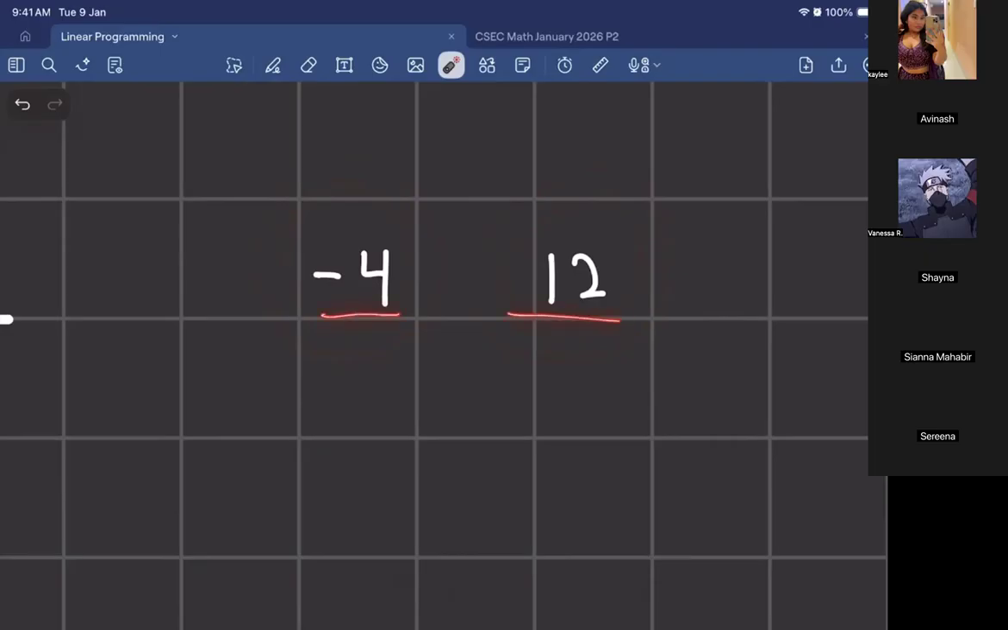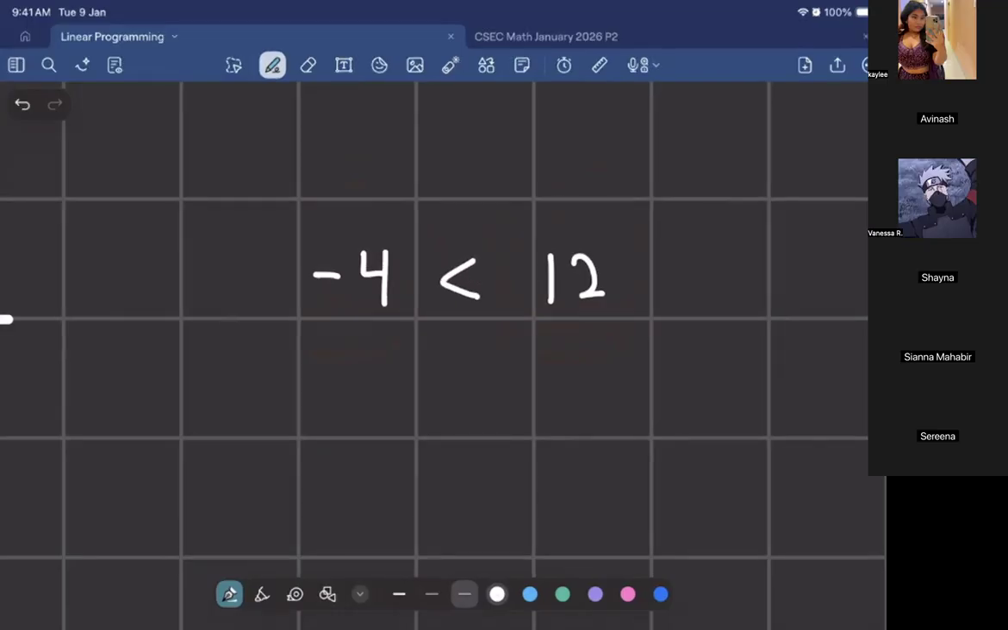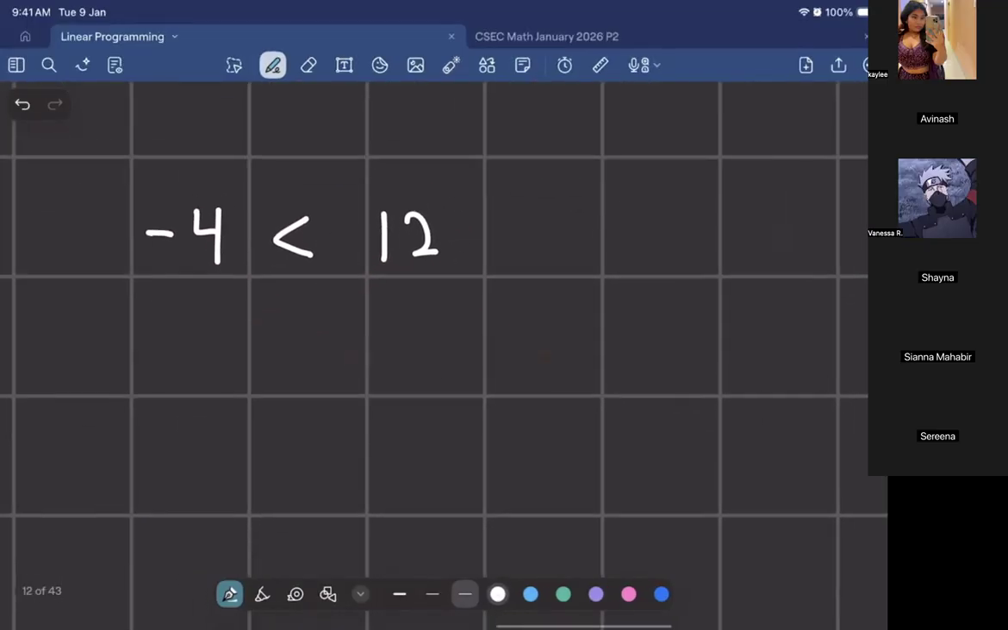Which one is more? The 12. The 12 is more for sure, right? You understand that, right? So would I say negative 4 is less than 12, or would I say negative 4 is more than 12? Less than. Yeah, I would say negative 4 is less than 12. And you understand that, right? Okay, now let's say I multiply by negative 1 on both sides.